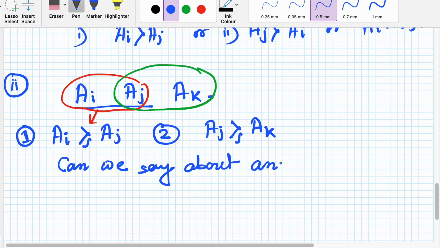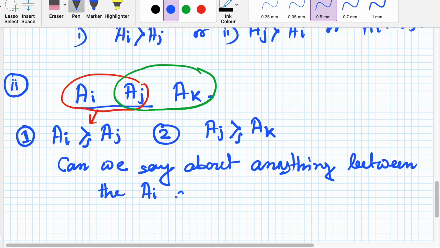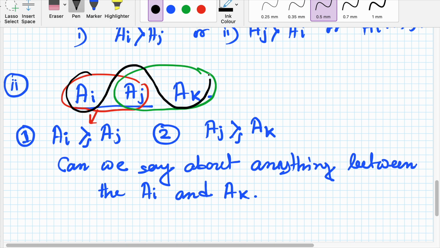anything about ai and ak? So can we say anything when I compare ai and ak?